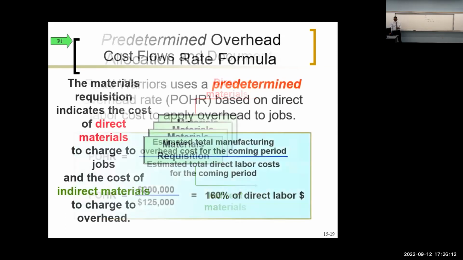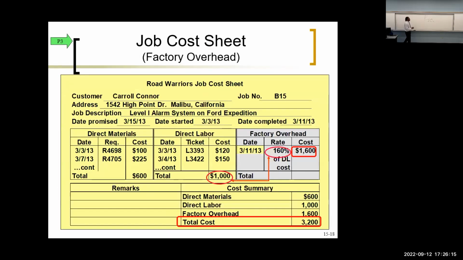And so you'll take that 160% times what you have for direct labor. In this case, we have $1,000 for direct labor. And we will get $1,600 for overhead. Any questions?